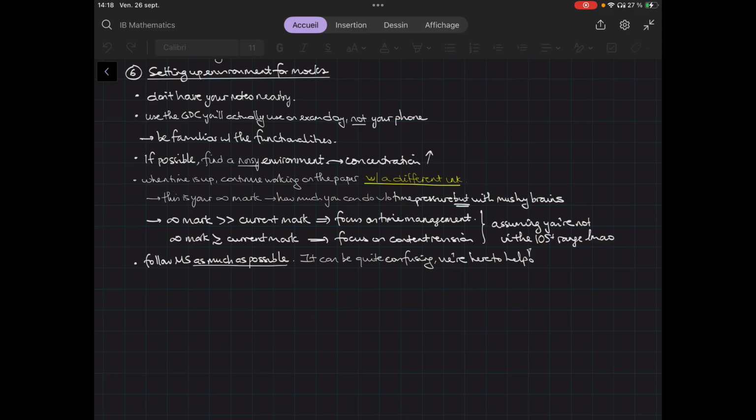Lastly, follow the mark scheme as much as possible. I know it can be confusing. It was very confusing for me at first to understand what the mark scheme is awarding, but we're here to help if you have any questions.